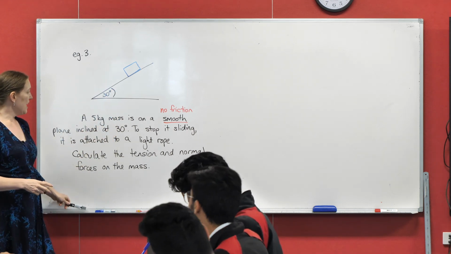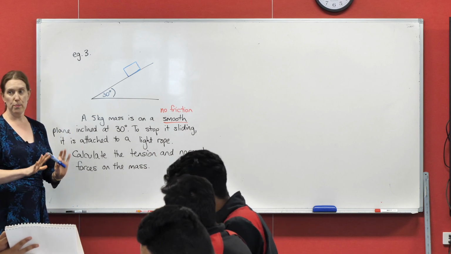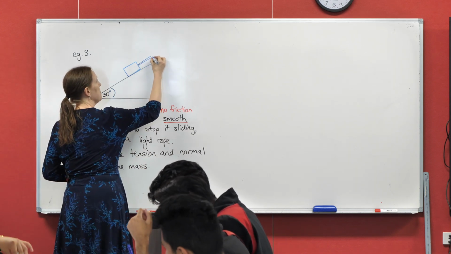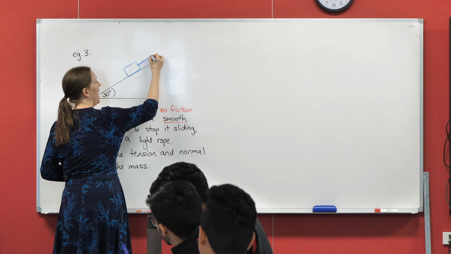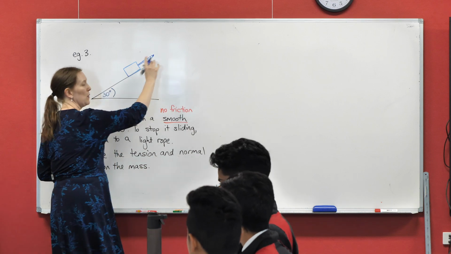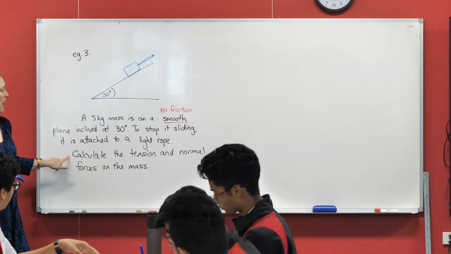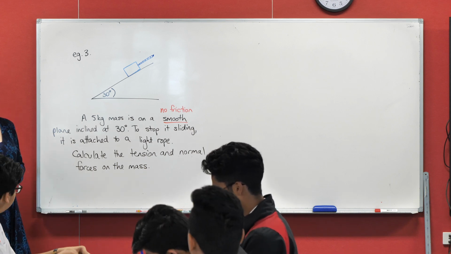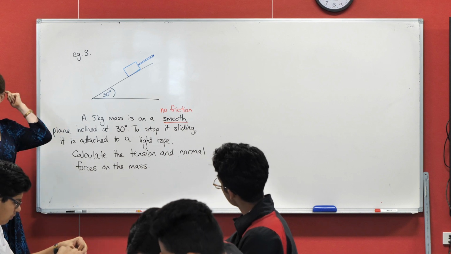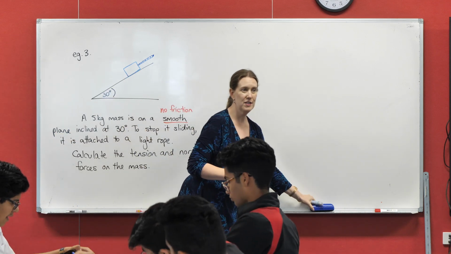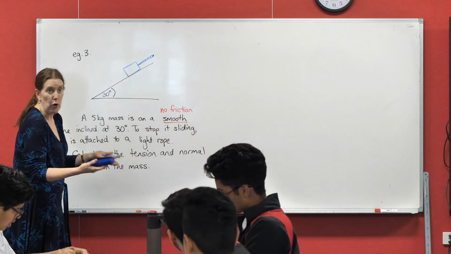To stop it sliding, it is attached to a light rope, so the rope has no mass. Now, the rope is going to be like this, and it's going to be attached to something else. We can't see that end of the diagram. We need to calculate the tension and normal forces on the mass. So the reason I hadn't drawn the rope in first is I don't actually want a rope there.